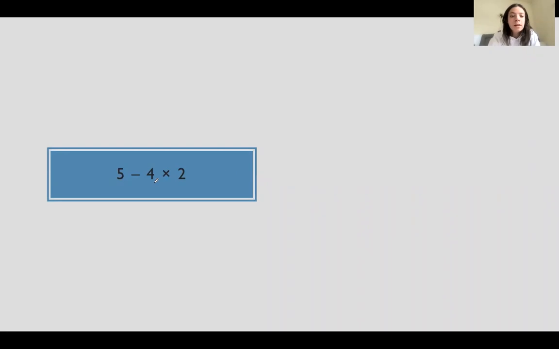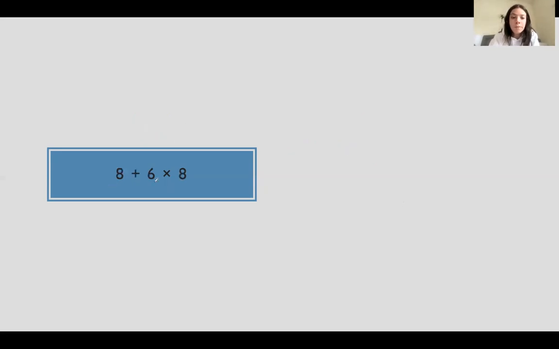And then next, when we're looking at PEMDAS, multiplication comes before subtraction. So 4 times 2 is 8. And then 5 minus 8, we get negative 3. So the answer for this equation is negative 3.